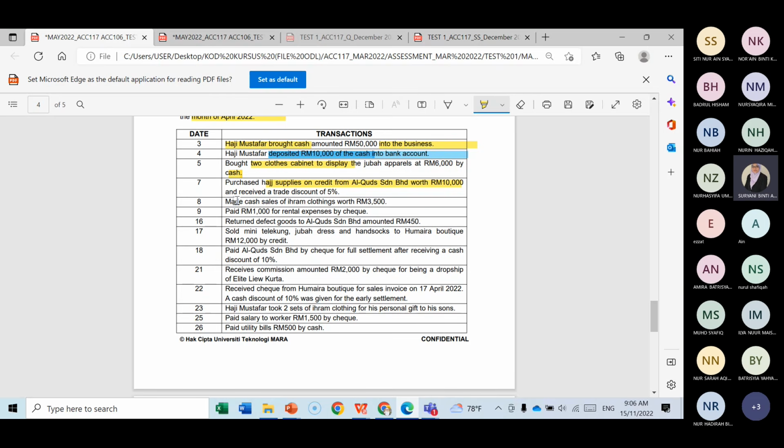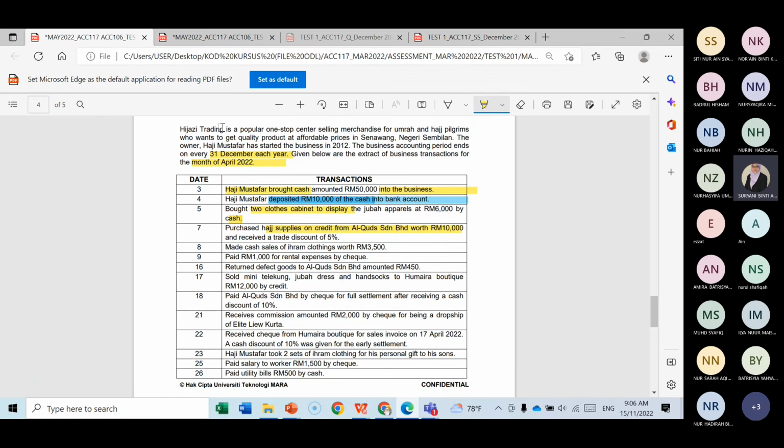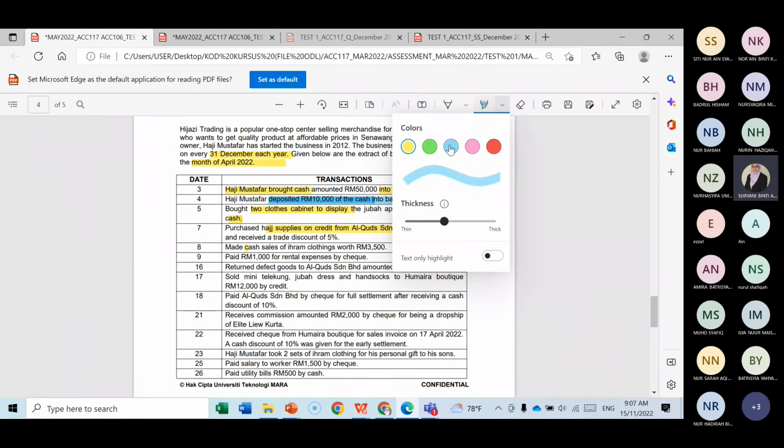Okay, 8th of April, made a cash sales of Ihram. Ihram is part of the goods traded by Hijazi Trading, because Ihram is part of the Umrah and Hajj apparel, pakaian. Okay, so it is a cash sale, class. It's a cash sales. What does it mean? Increase in asset? No. Increase in revenue. Yes, good.